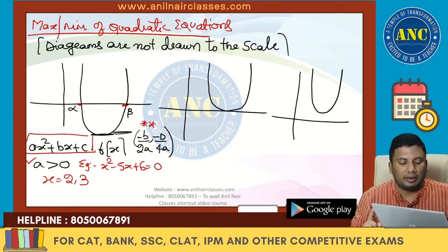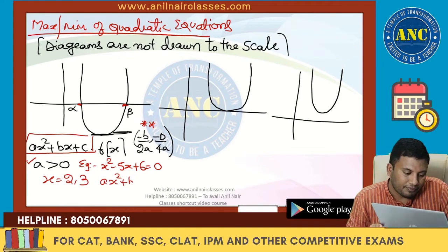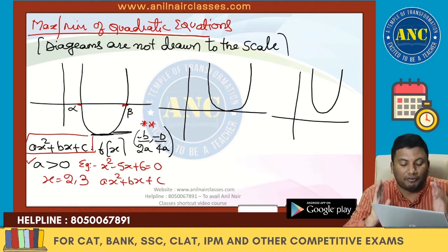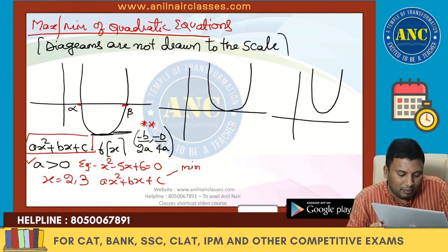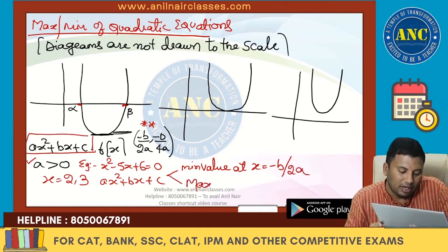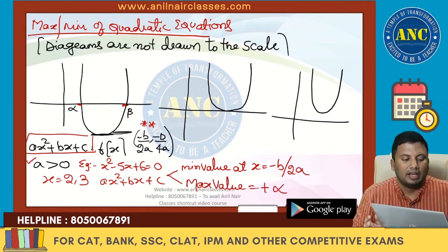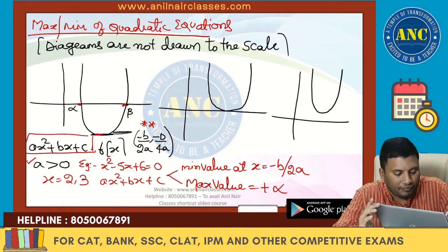Extremely important key point. Ax square plus bx plus c: the graph is going upwards. This expression has got a minimum value at x equal to minus b by 2a. Maximum value, since it is going upwards, is nothing but plus infinity. Another important point: this is minus b by 2a.